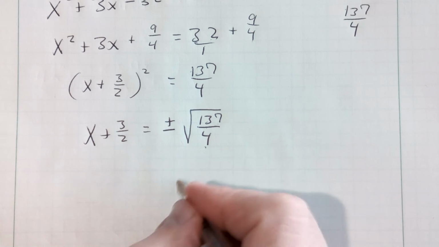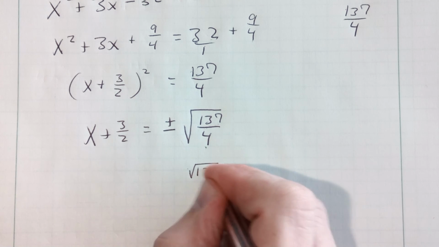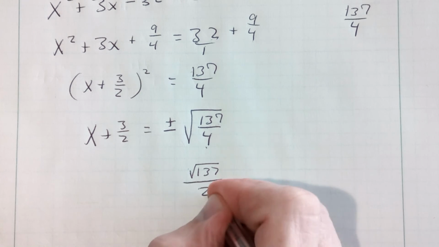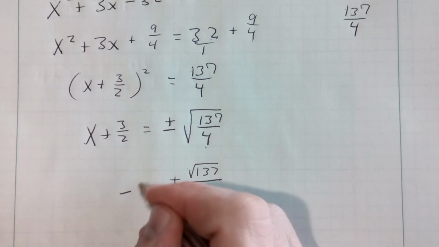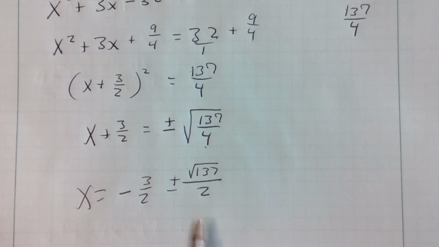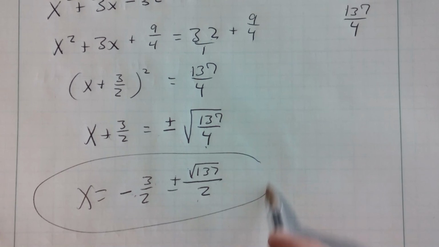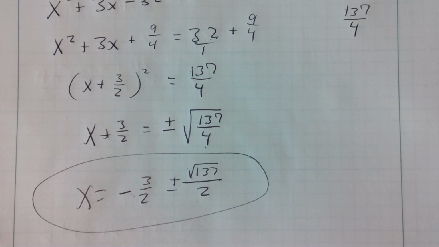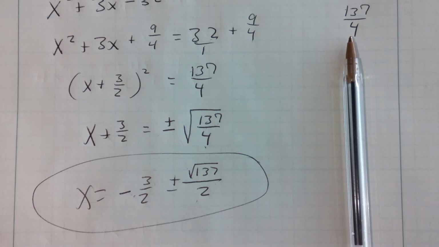So what I'm going to do is I'm going to square root the 4. So I'm going to have a square root of 137 over 2 plus or minus. And then I'm going to minus the 3 halves over. So x is equal to negative 3 halves plus the square root of 137 over 2, or negative 3 halves minus the square root of 137 over 2. Again, I know the fraction ones will kind of get hard, but if you have questions, please bring them to class and I will walk through them again, this process of completing the square.